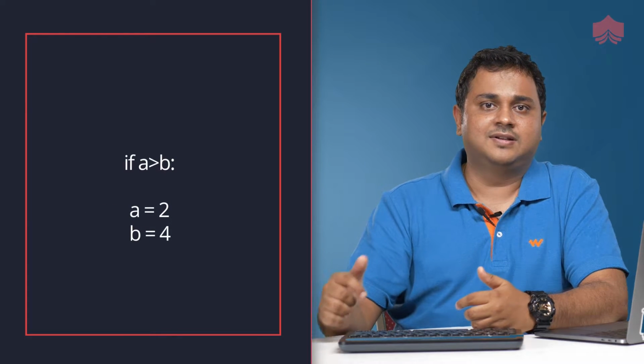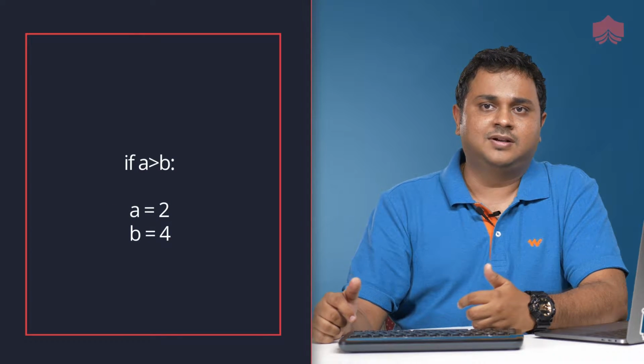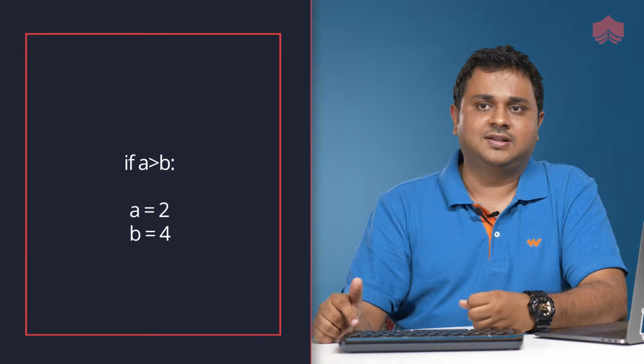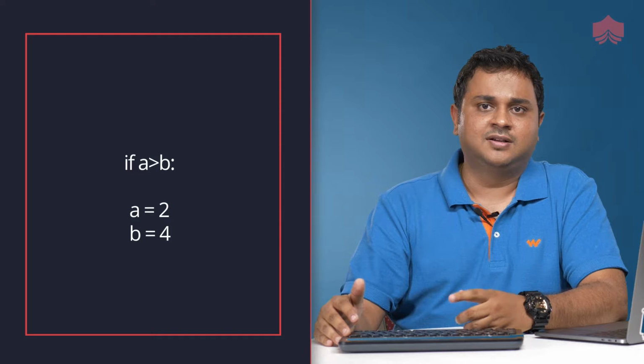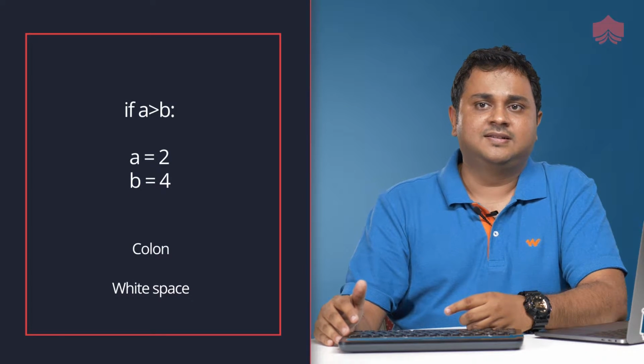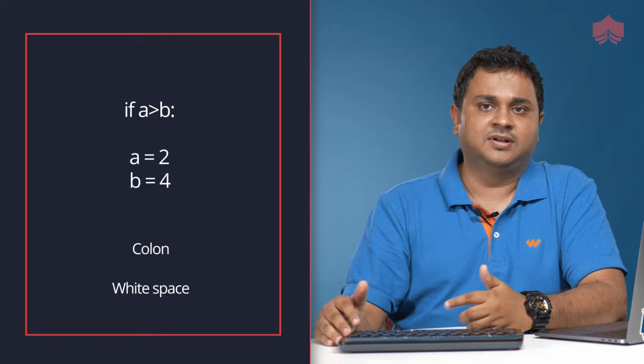Now let's have the visual back again on the screen, and now you can see that the curly brackets are gone, and that means there is something else in between. Notice there is a colon and there is a white space, right? The statement is ended with a colon.